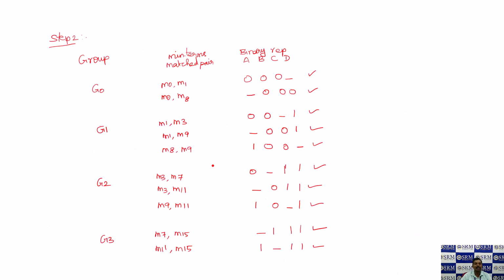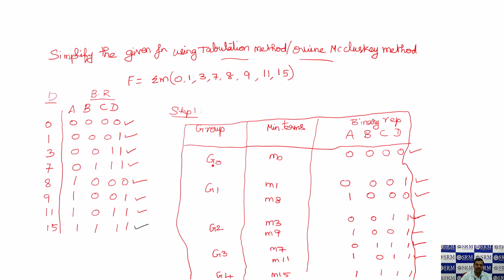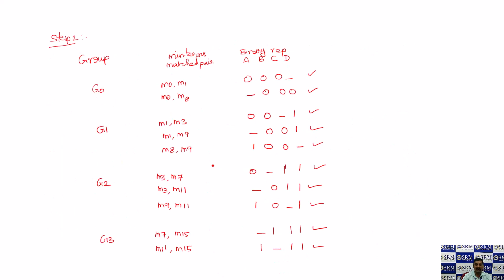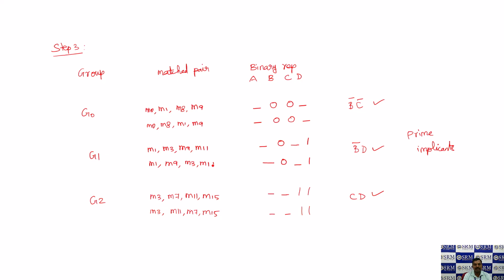Next, step 2, I am grouping M0 with M1 and M8. Similarly I can represent them such that there is only one bit variation. I do the same for step 2 as well as step 3. In step 3 we cannot do more than that because we will not have any one-bit variation there. Hence we can call these prime implicants: B bar C bar plus B bar D plus CD.